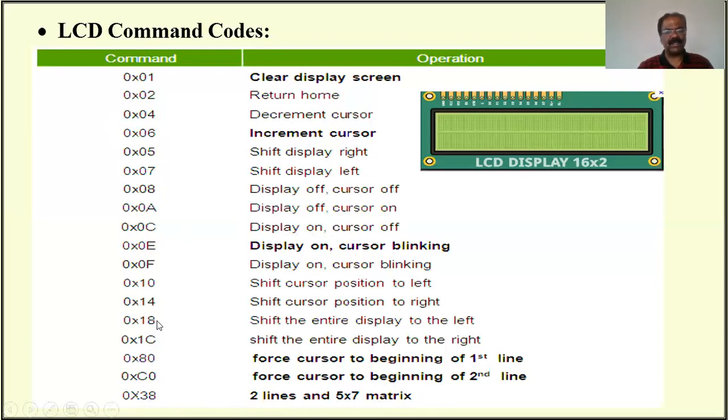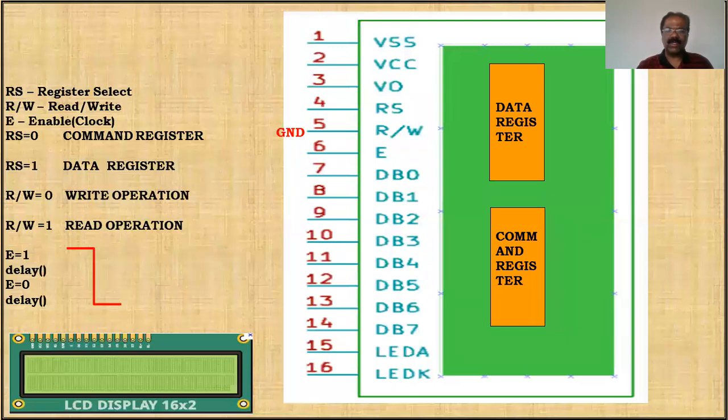The very important thing is we have to write this command into the command register. By the time we have to make rs equal to low. See here, if you want to write any command, we have to write that command into the command register. Place the appropriate command on these data lines, then make rs equal to low. Low means select command register. Our job is not completed. Then we have to apply the clock on the E pin, the enable pin.